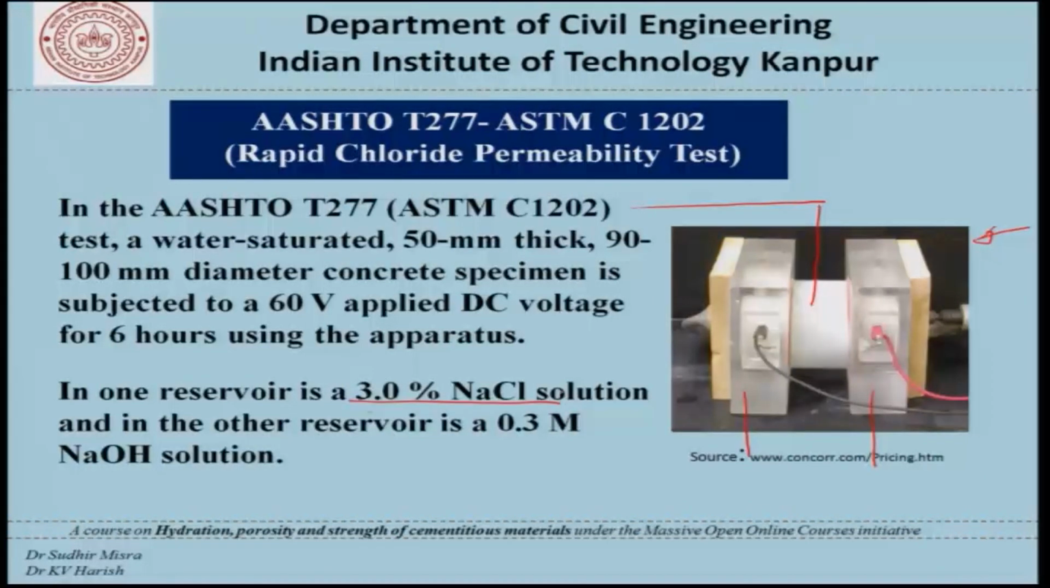One of them has a 3% sodium chloride solution and the other has 0.3 M sodium hydroxide solution, and we try to apply voltage between these two faces of concrete, on this face and this face, to the extent of 60 volts. Continue this measurement over 6 hours and record the current that is flowing between these two faces. So, that in principle is the physics of this test.